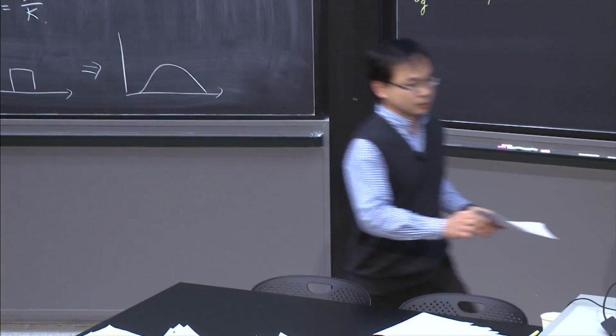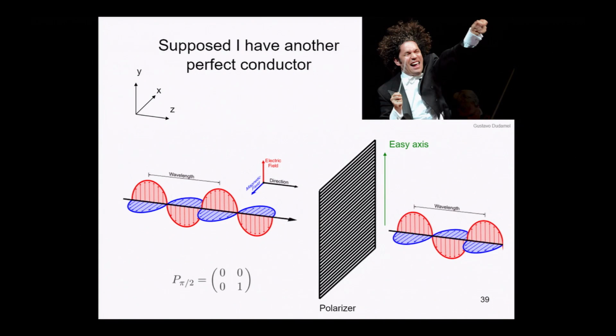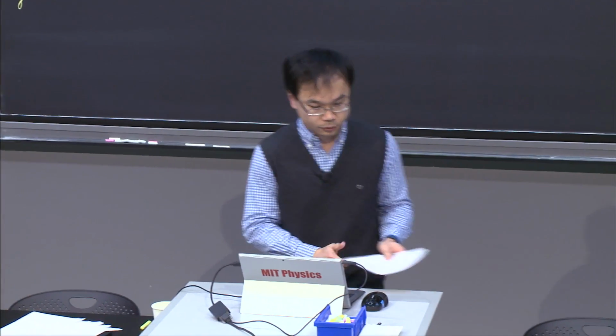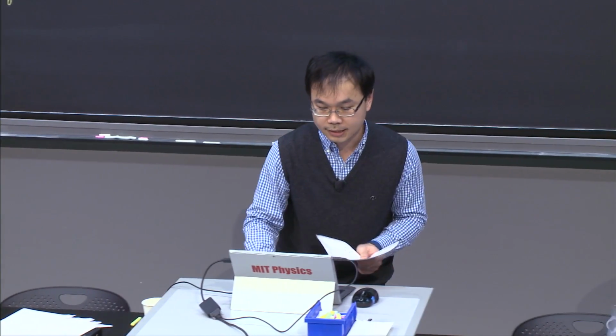For example, in the first example, you can see that you have the easy axis perpendicular to the direction of the electric field, which is the red field. Then this wave gets reflected. There will be no transmission. No electromagnetic field passes through the perfect conductor. On the other hand, if you have another perfect conductor with the easy axis parallel to the electric field, then you will see that it passes through the perfect conductor. Okay, so that is the polarizer.